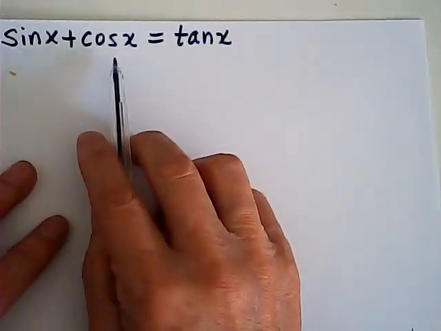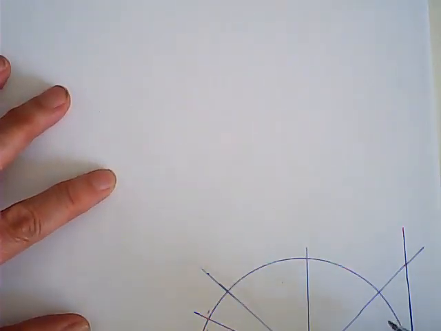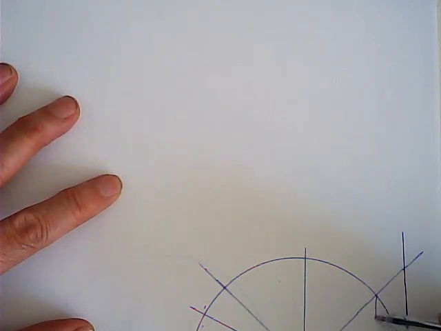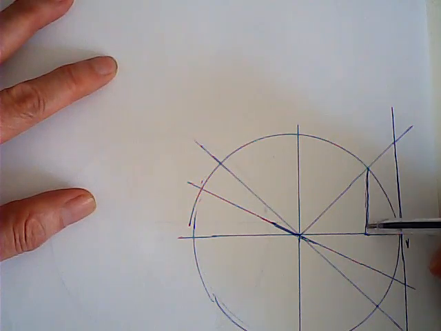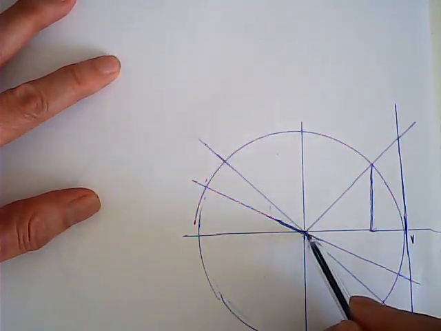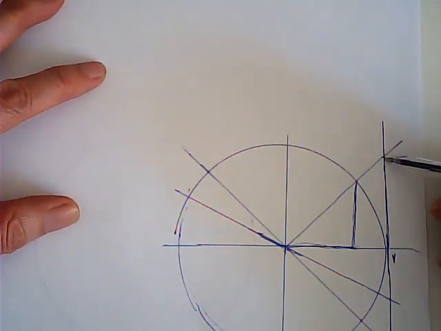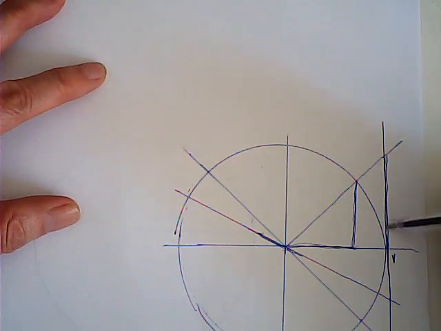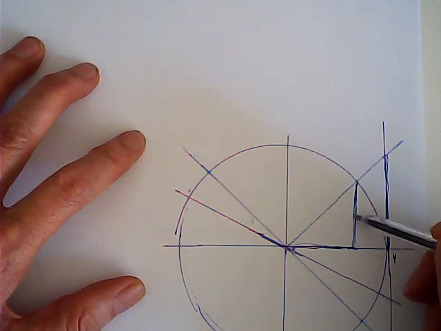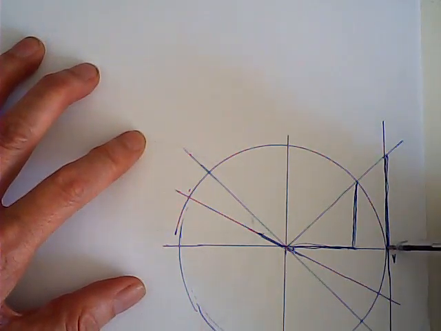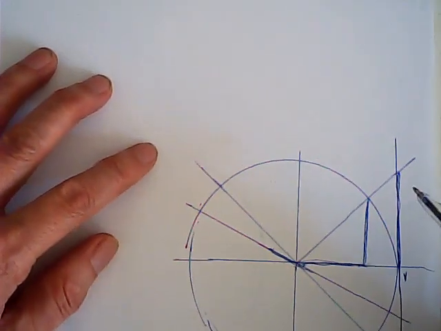Now, sine plus cosine is positive. In the first quadrant, sine x is positive, cosine is positive, right? Tangent is positive. So the first quadrant is possible. Cosine plus sine is equal to tangent. So x in the first quadrant is possible.